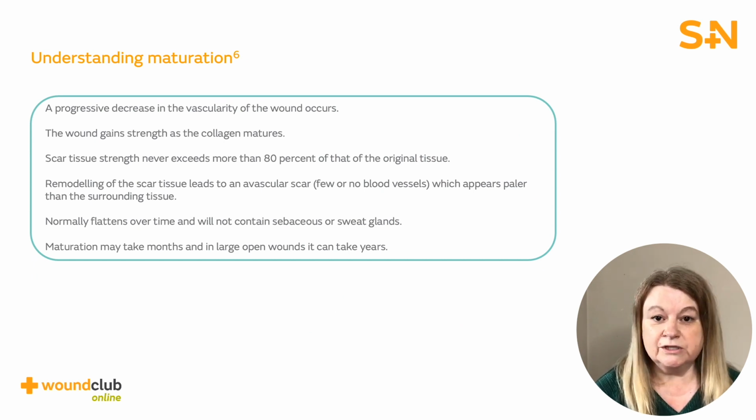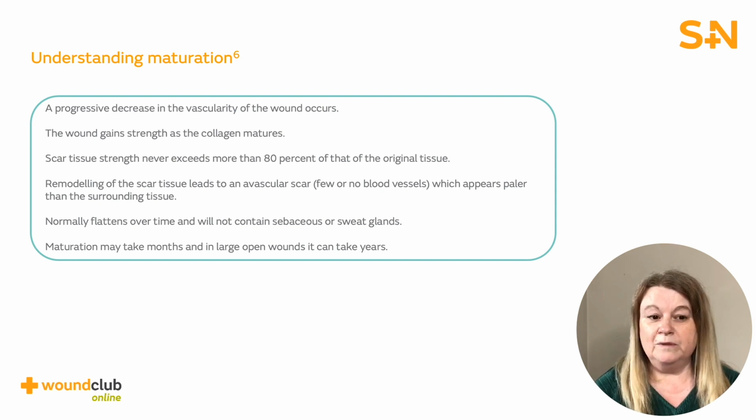Maturation occurs once the wound is fully closed. The newly formed collagen matures, increasing the strength of the wound and reorganizes to form a scar. However, the skin tissue will only regain 80% of its original strength. The scar tissue does not have an effective blood supply, so it is avascular in nature. This is why the scar appears paler than the surrounding tissue. The scar will normally flatten over time and will not contain any sebaceous or sweat glands.